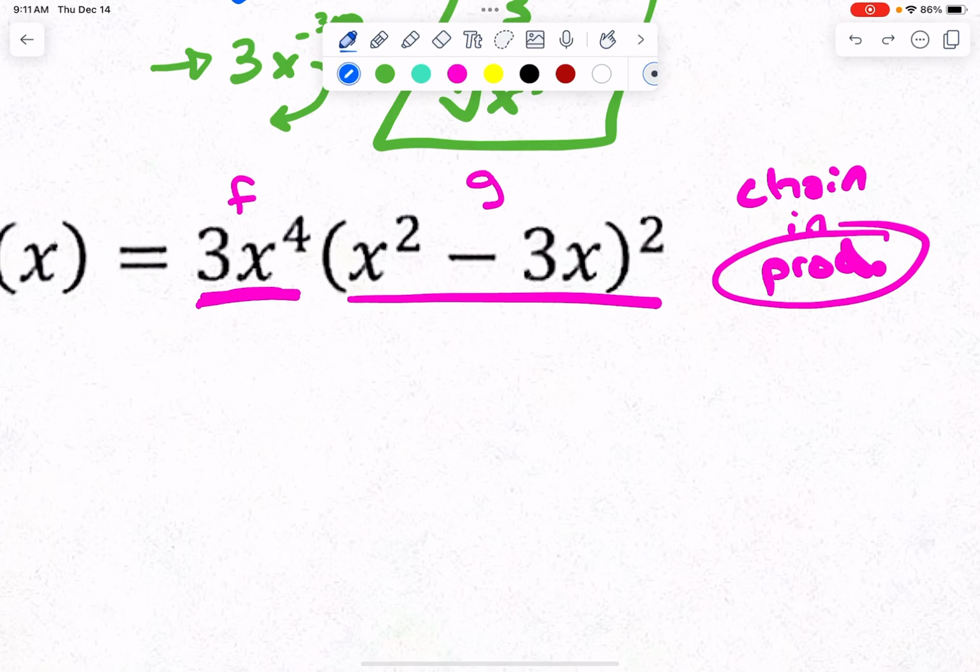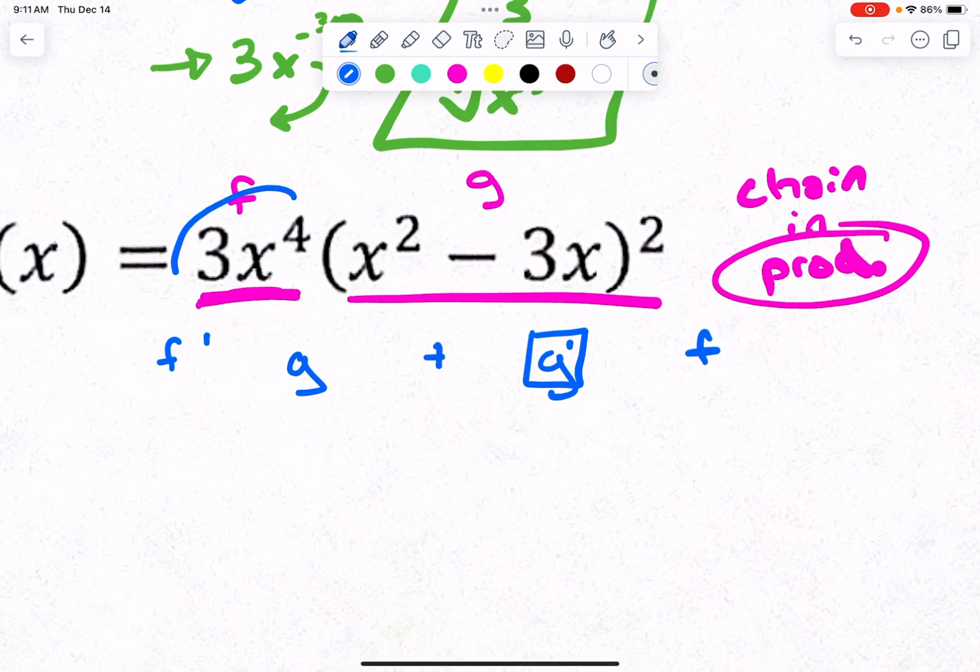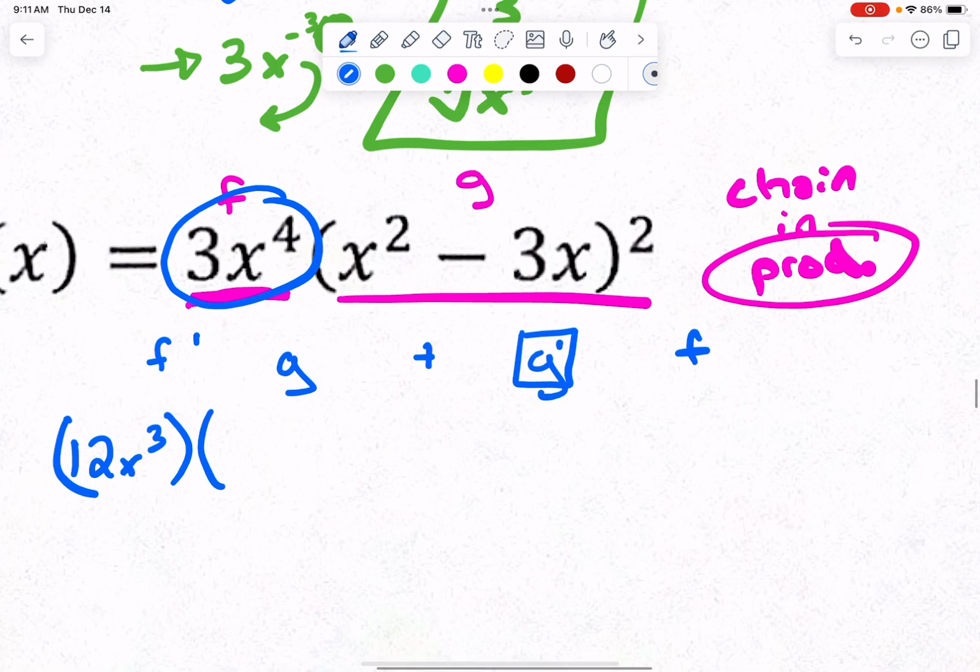So I'm going to start with the product rule. Product rule is f prime g plus g prime f, and this is the part that gets really icky, so I'm going to put a box around it. Okay, so f prime is the derivative of this guy, so that is 12x cubed. Okay, that's what it is. The g part, x squared minus 3x, squared.